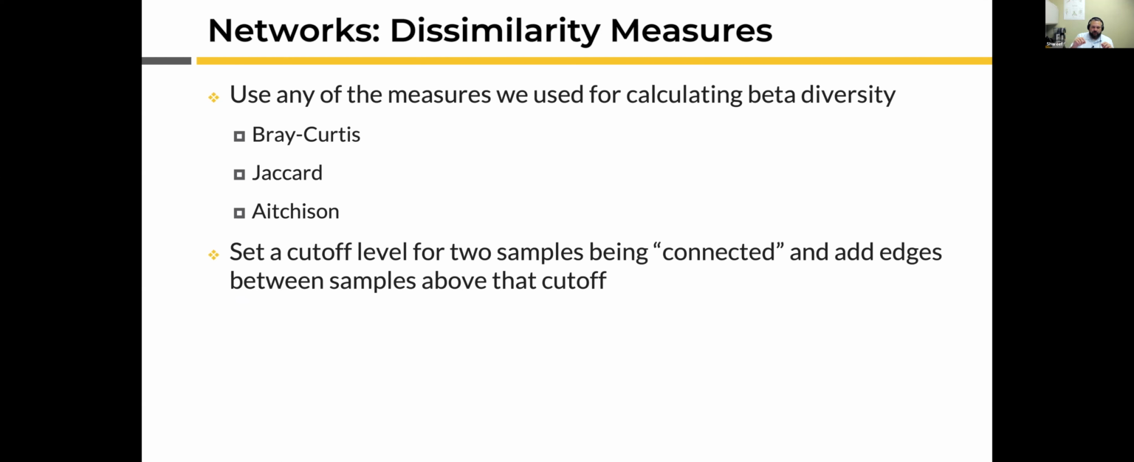So your nodes again are OTUs, for example, and you've calculated your beta diversity metrics. Or sorry, your nodes are samples, and you're calculating beta diversity, and so two samples have an edge connected to each other if their dissimilarity is below some cutoff, for example, or above if you're using a measure of similarity.